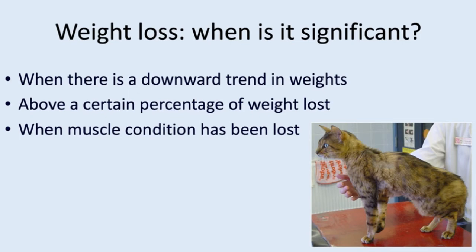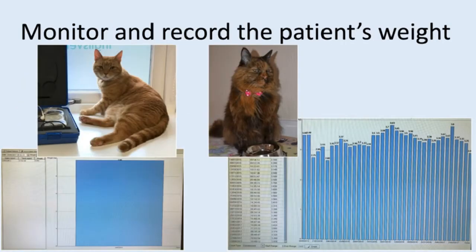Well, whenever you can see a downward trend in weight, even if that downward trend is very, very gentle, if it's unintended, then it's likely to be significant from the cat's perspective. Also, definite cause for concern would be when muscle condition is lost, because we know how difficult it is to get muscle mass back on a cat once it has been lost.